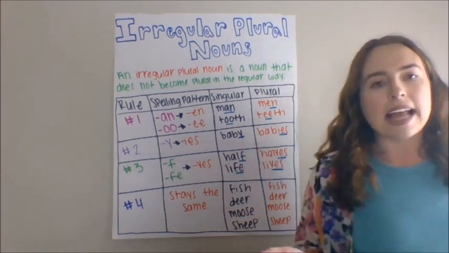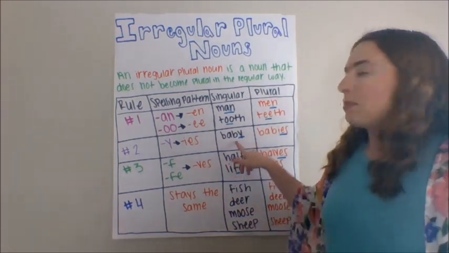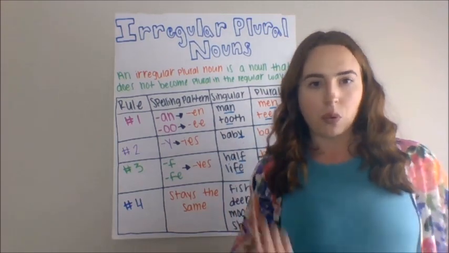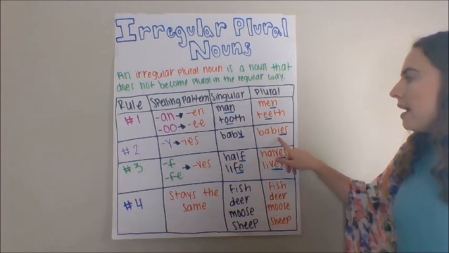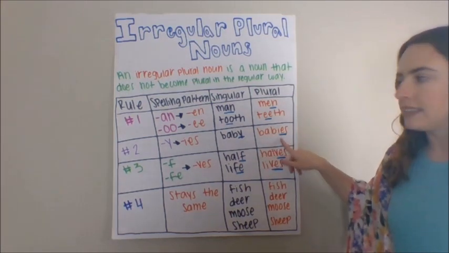The next rule is if it ends in a Y, you drop the Y and add IES. An example of this is a baby. So 1 baby or 2 babies. So you drop the Y and add IES.